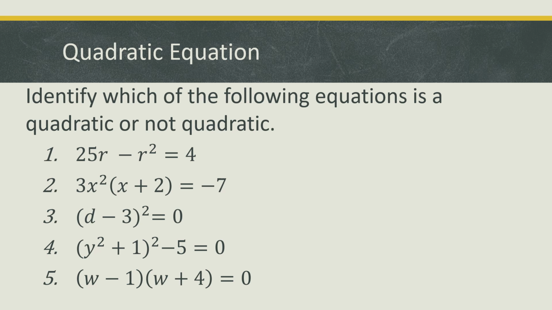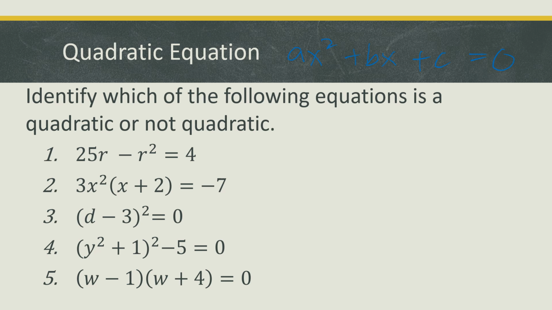There are some equations that we might say are quadratic equations on the first look. But if we simplify the equation and change it into the standard form of a quadratic equation, ax squared plus bx plus c is equal to 0, we can then identify whether the given equation, even if the highest exponent that we can see is 2, is quadratic or not quadratic.